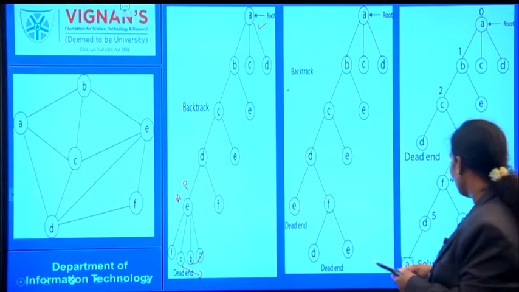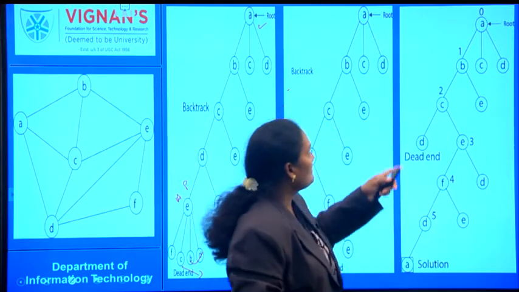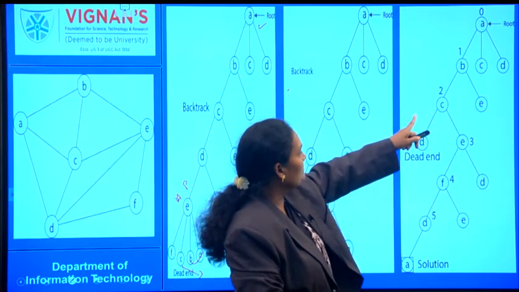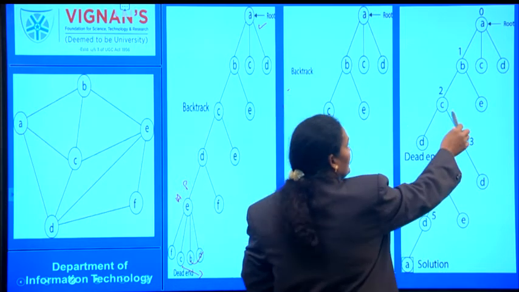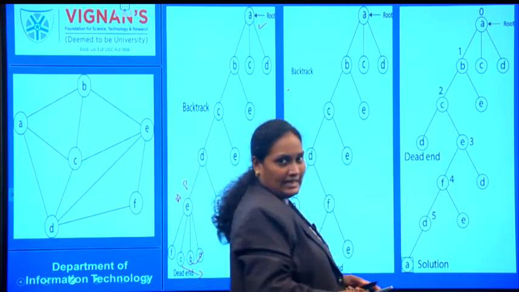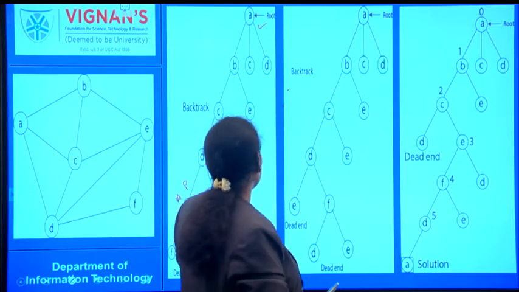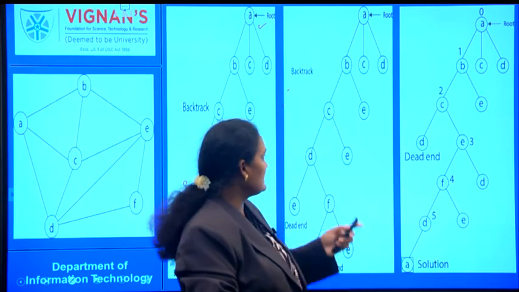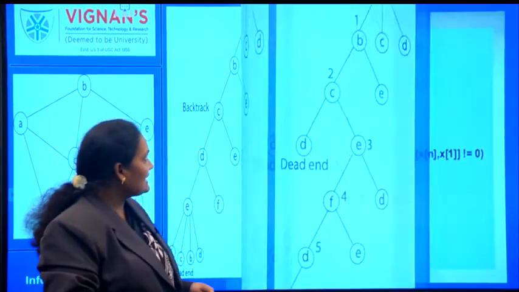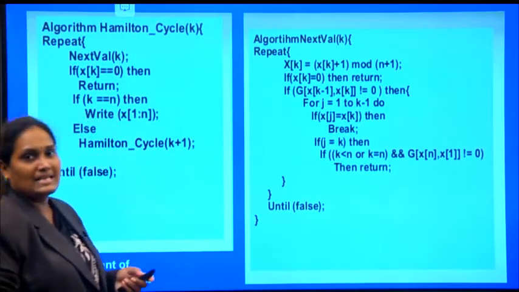Now see here, we are getting the solution. The path is, first we are taking A to B, B to C and C to E, E to F, F to D and D to A, which becomes one of the solutions of the given graph, that is the Hamiltonian cycle. Now, what is the algorithm developed using backtracking?